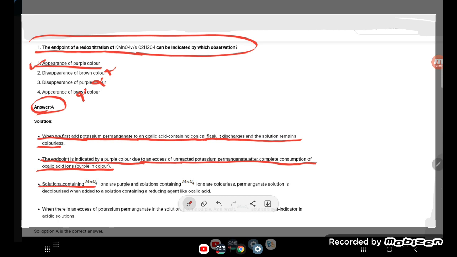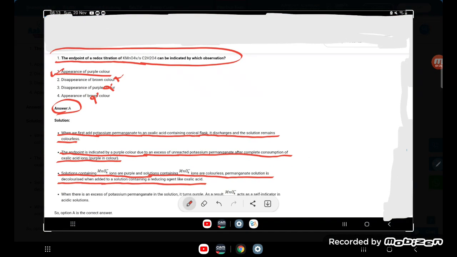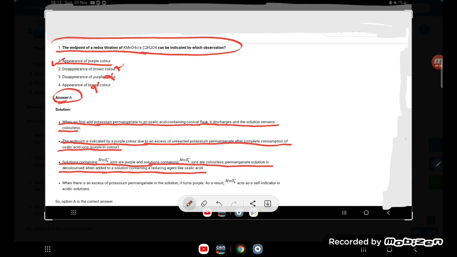The solution containing permanganate ion, MnO4 minus, is purple, and the ions in the reduced state are colorless. Permanganate solution is decolorized when added to a solution containing a reducing agent like oxalic acid. What is the point they are saying, student, if you can understand.